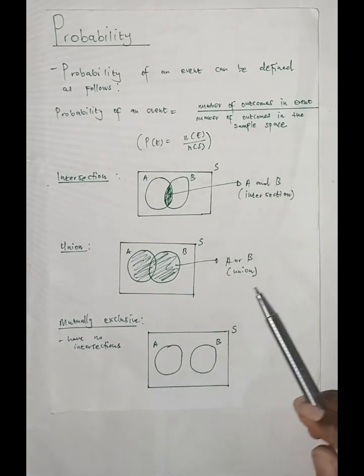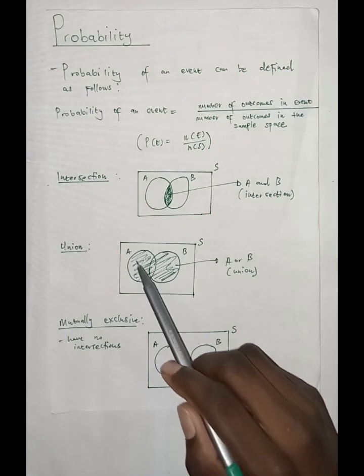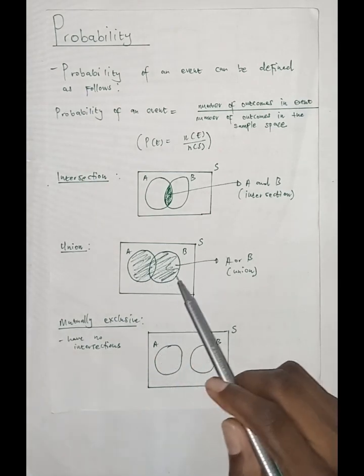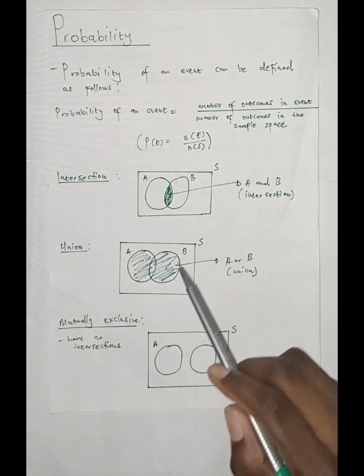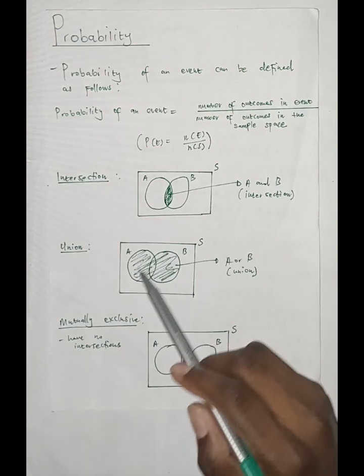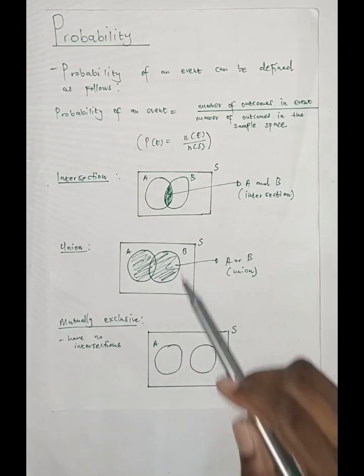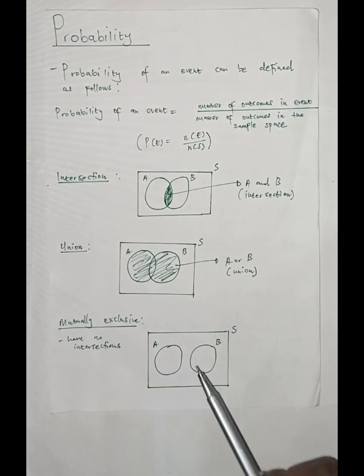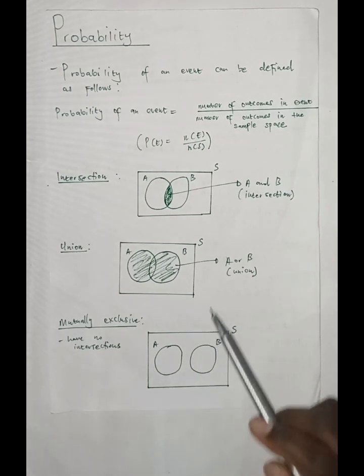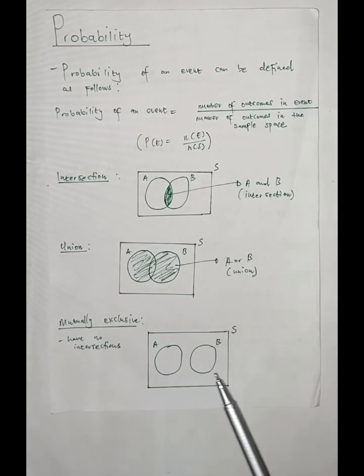Moving on, we have a union. So a union is everything in A, everything in B, as you can see by the shade I have here. So this is called A or B. The union is called A or B. So make sure you know that.